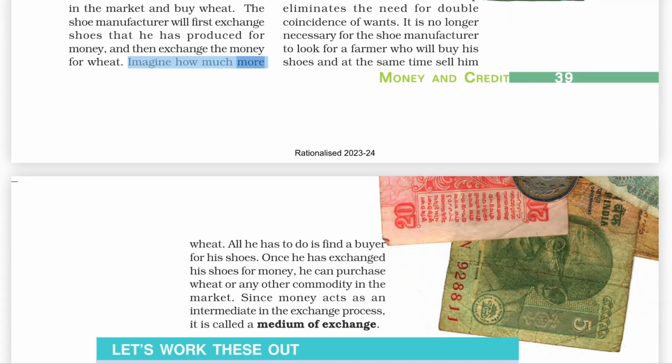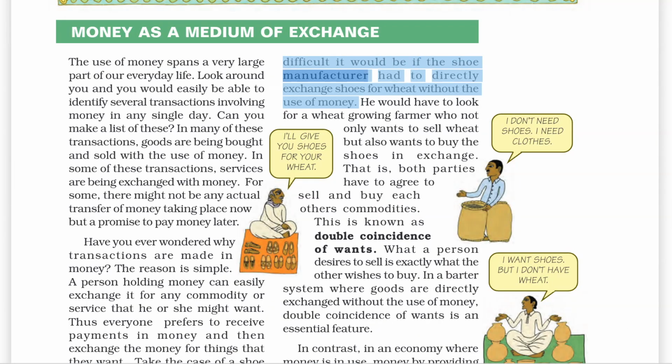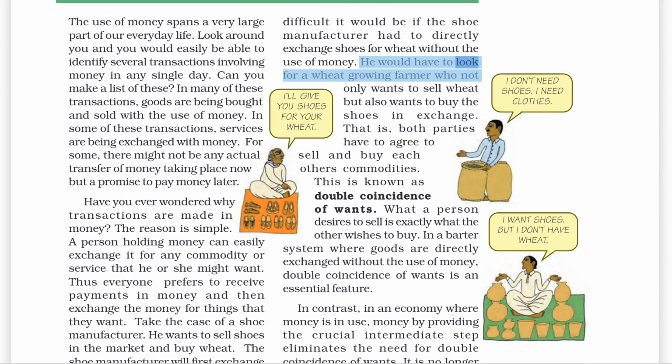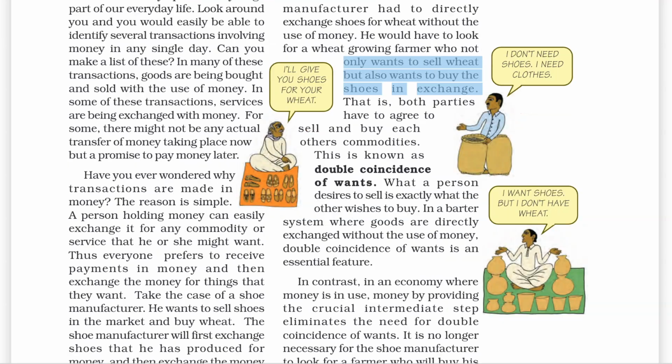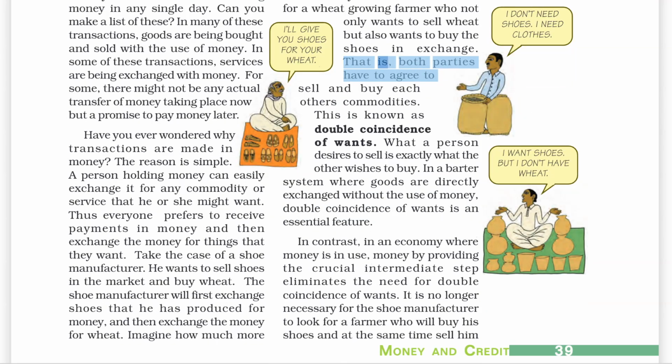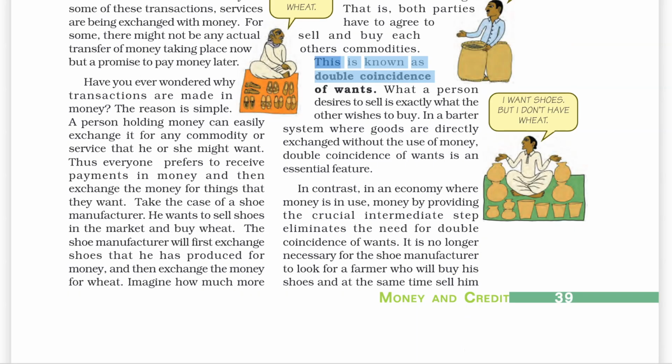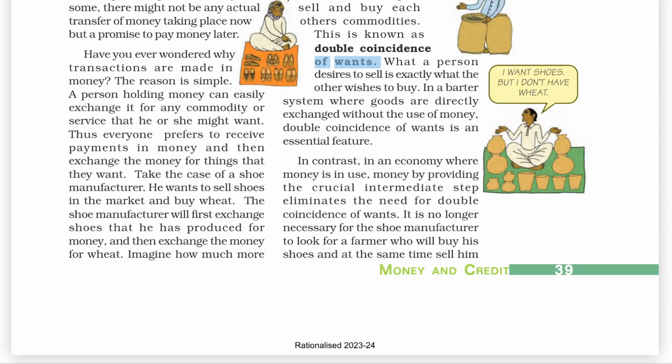Imagine how much more difficult it would be if the shoe manufacturer had to directly exchange shoes for wheat without the use of money. He would have to look for a wheat-growing farmer who not only wants to sell wheat but also wants to buy the shoes in exchange. That is, both parties have to agree to. This is known as double coincidence of wants. What a person desires to sell is exactly what the other wishes to buy.